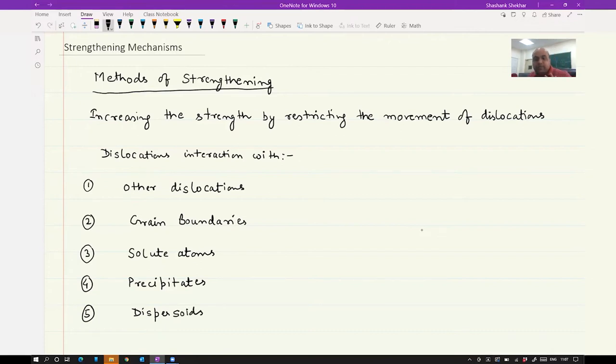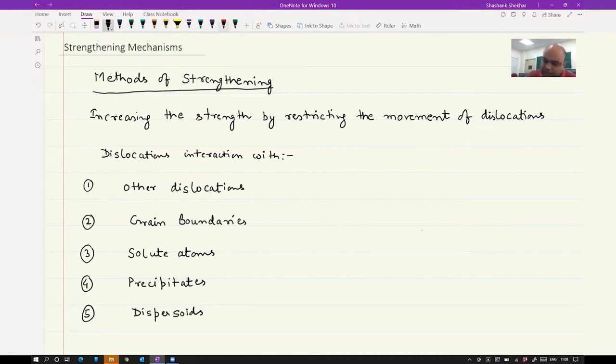So I'm going to discuss all of them, right? I'm also going to talk about what the different precipitates are, how these precipitates form, what dispersoids are, etc. Dislocations, you already know. Grain boundaries, you also know. Solute atoms, you also know, right? So we are going to discuss all of them one by one.